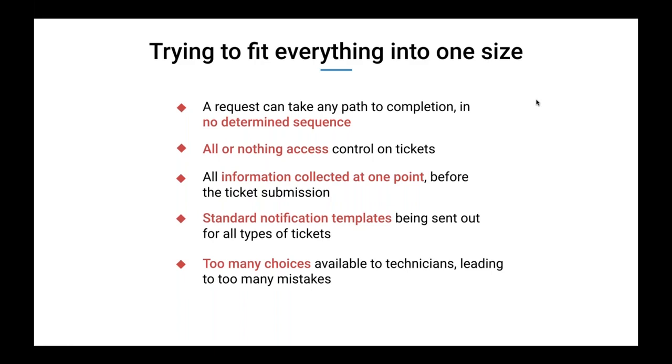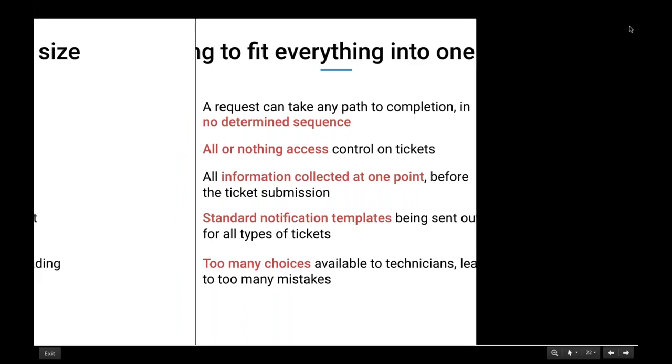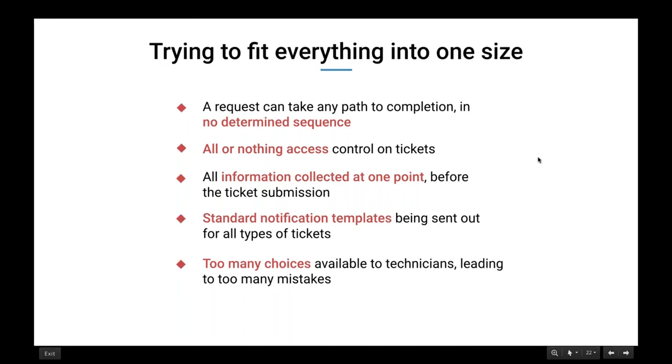And there are too many choices available to technicians, leading to too many mistakes. If there is no guided path, I can pick and choose any status that I want. I either end up closing a ticket even before it's analyzed, or I move to the wrong status that triggers the wrong notification, which causes confusion. So these are all the issues that help desk technicians or users face today.